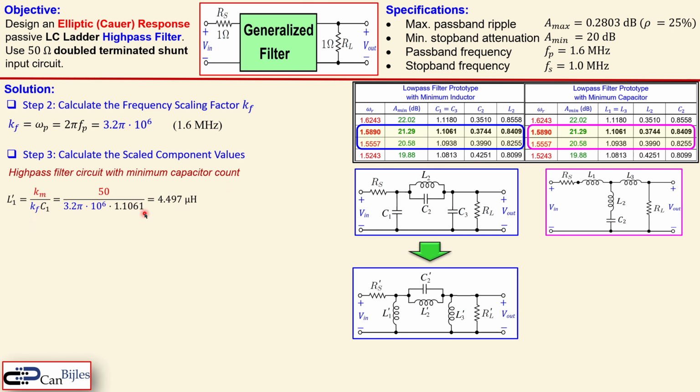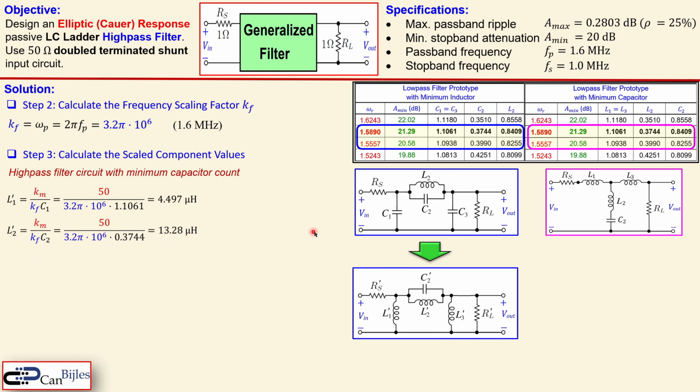So these are the formulas for calculating the L1 prime. You see the Km, which is 50. Why? Because we need to go from RS of 1 ohm to 50 ohm as required. The Kf is from step 2, and C1 here is 1.1061. That's just from the table. Now you get this value.